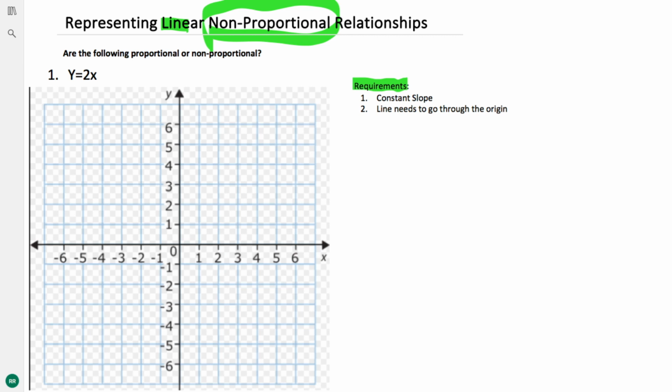Okay, that being said, let's graph this y equals 2x and see if we have a proportional or a non-proportional relationship. Now, as you can see here, we're not given any points, so we have no idea how we can graph this y equals 2x. And if you already know how to graph the y equals 2x, then go ahead. But I will tell you, when I was learning this stuff, I was not sure how to graph points unless I was given points. So I'm going to tell you a little story.